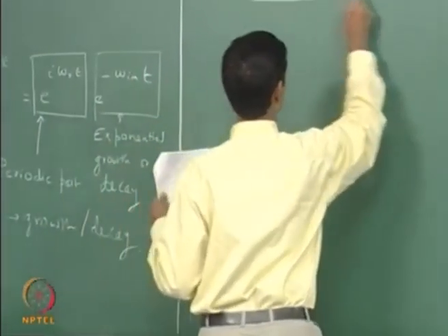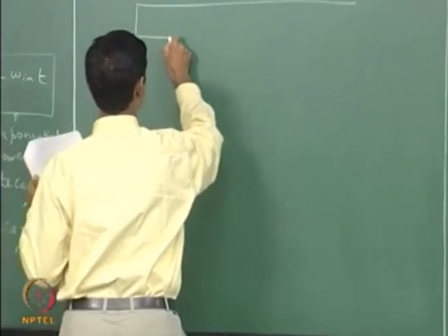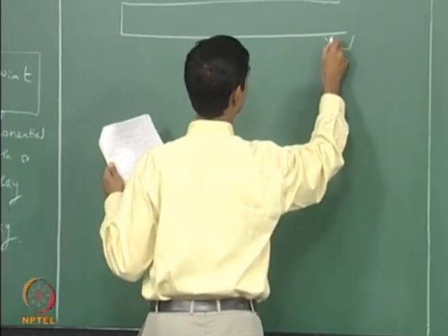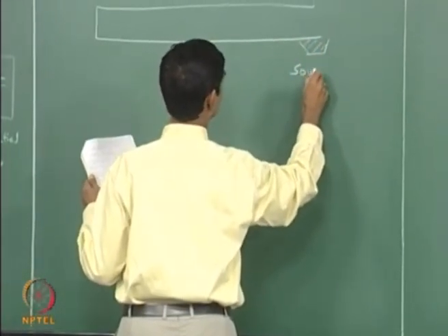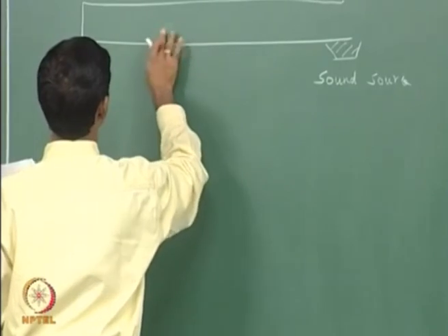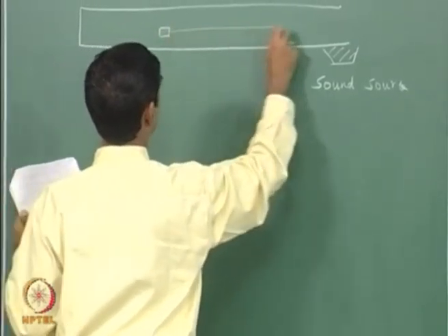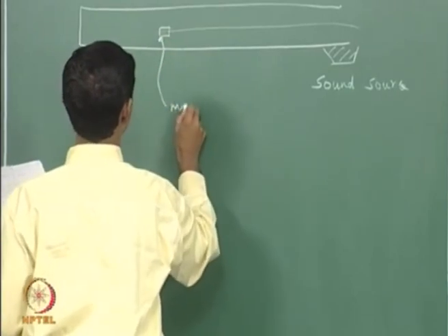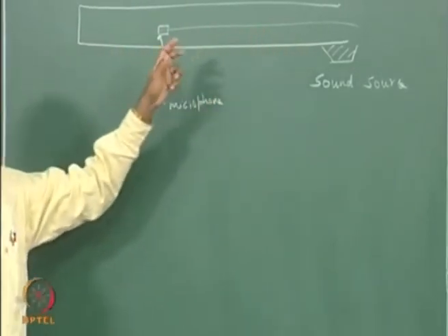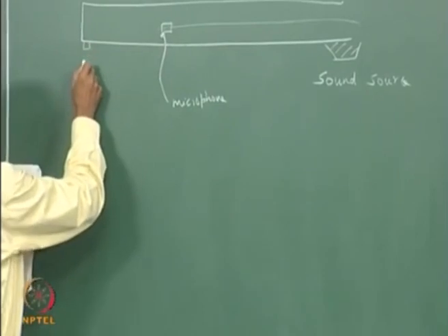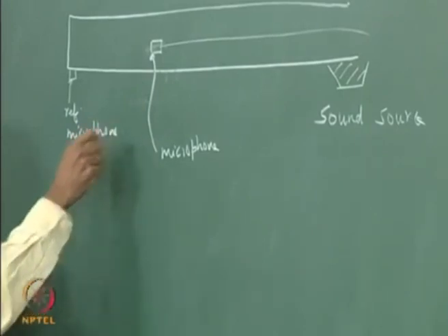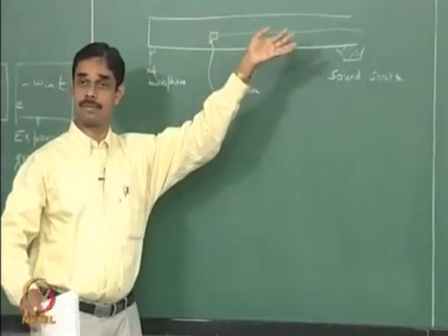So let me draw the picture once again. So we have this tube, which is the impedance tube, and you have a sound source. And you have a microphone. This is just symbolic of doing a traverse in the entire setup. And as I mentioned, you should have a reference microphone here. You can either traverse with one microphone, or you can put 20 microphones and get the acoustic field.